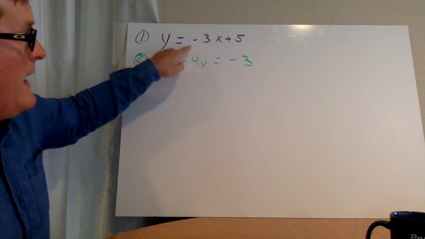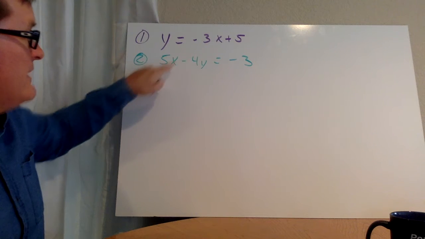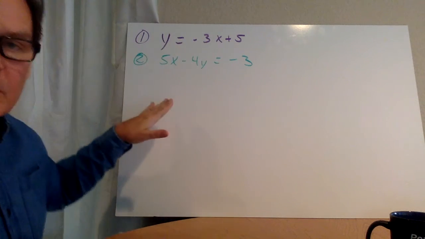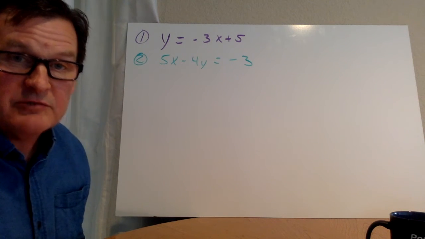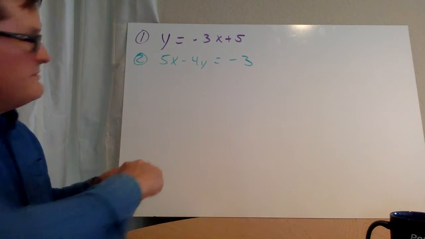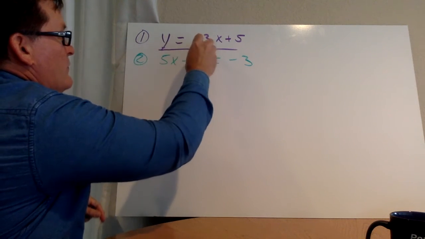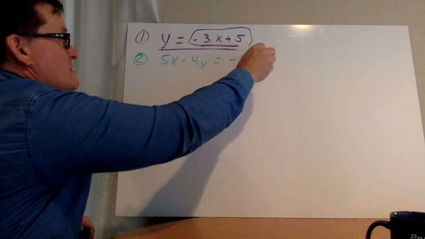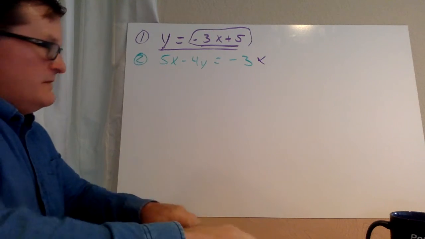So number 1, y equals negative 3x plus 5. Equation number 2 is 5x minus 4y equals negative 3. I have two variables, two equations. That denotes a system that I can solve using algebra. So what I'm going to do is substitute this whole number 1. It says y equals negative 3x plus 5. So everywhere I see y in this one, I'm going to substitute the negative 3x plus 5.